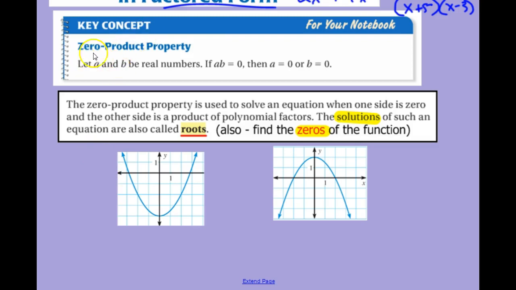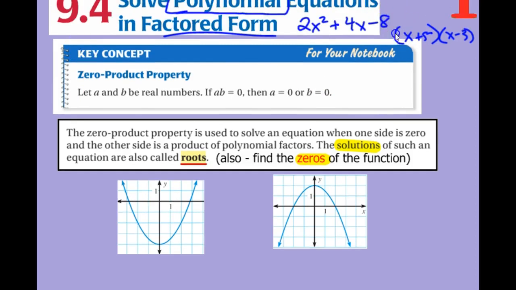So it says a zero product property. Let a and b be real numbers. If a times b is 0, then either a has to be 0 or b has to be 0. So, for example, if factored form looks like this, and this was equal to 0, well, either this part, a, or this part, b, would have to be equal to 0.